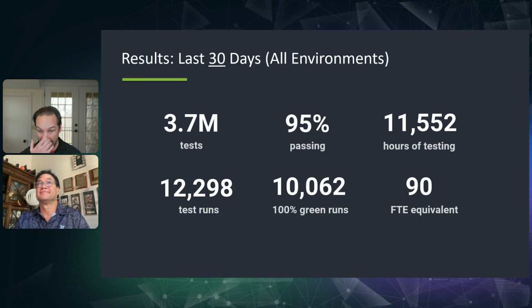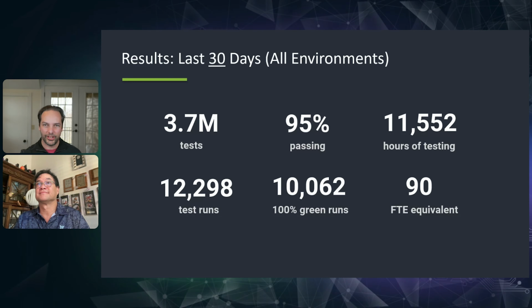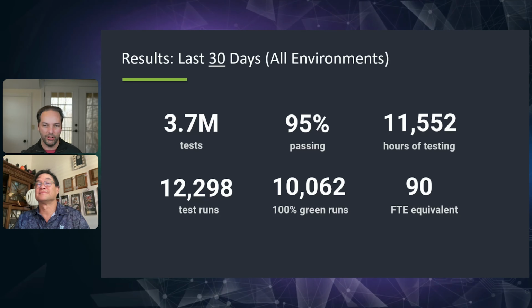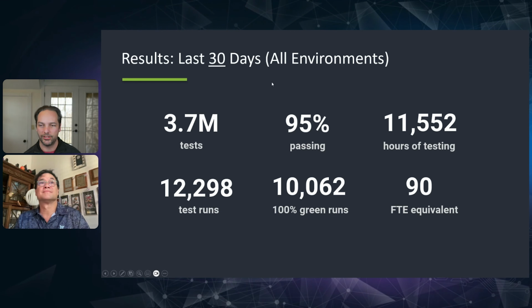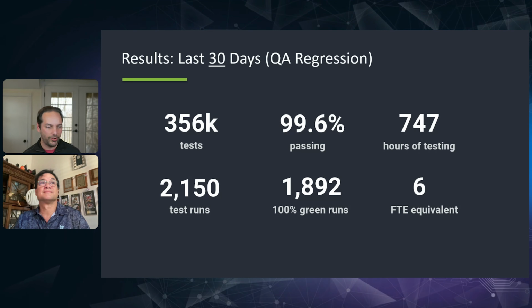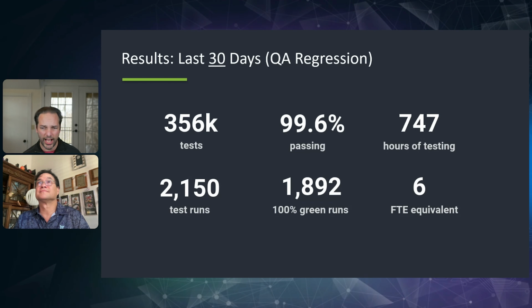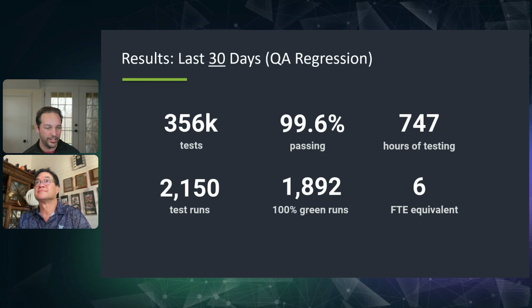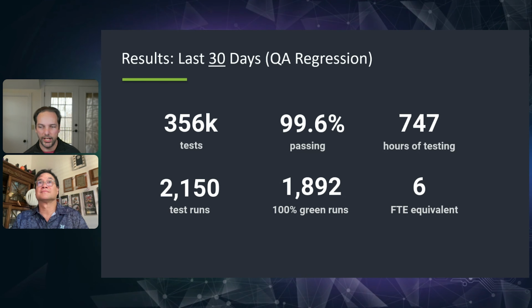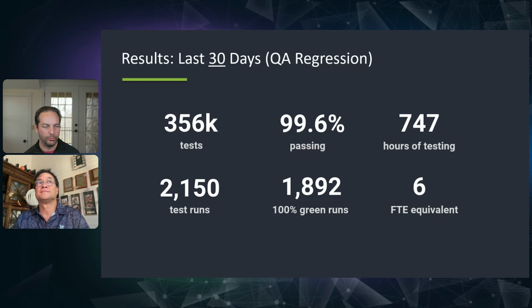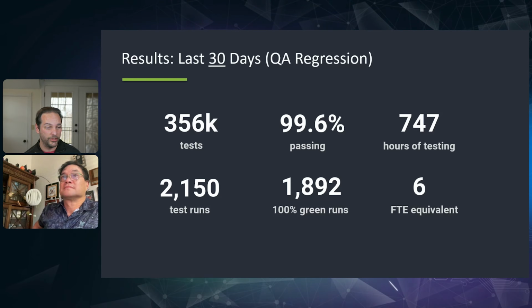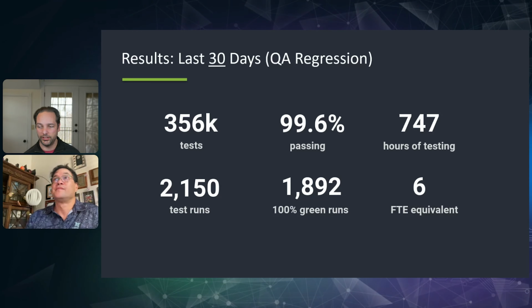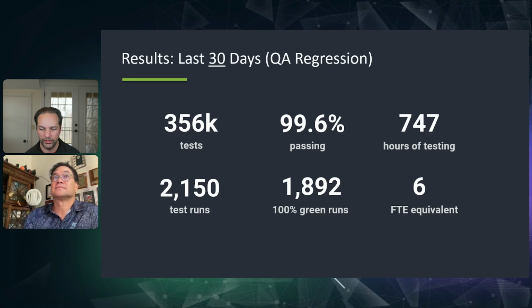And here, as you can see, the other thing about this slide that we should point out, this is across all environments. We also pulled the numbers for just the QA environments. So just in that final QA check, out of 356,000 tests that were run in 1 month, 99.6% of them were passing. So less than 0.5% failure rate. That's across 2,150 test runs in the QA environment, 750 hours of testing roughly.